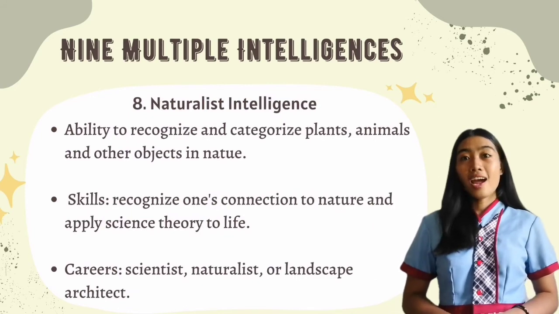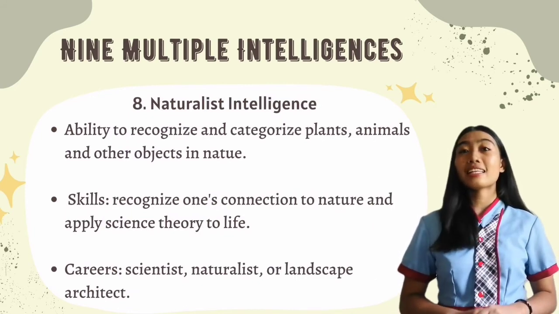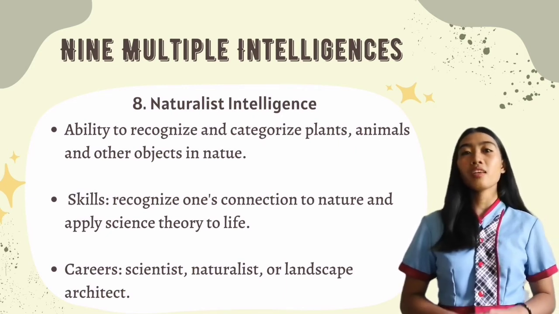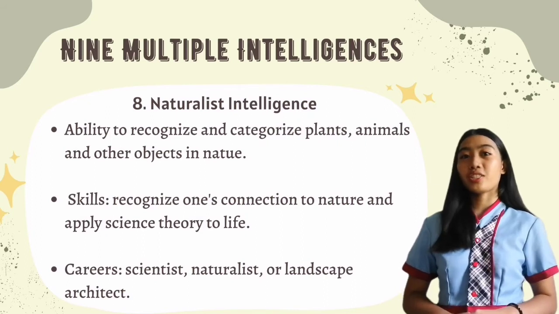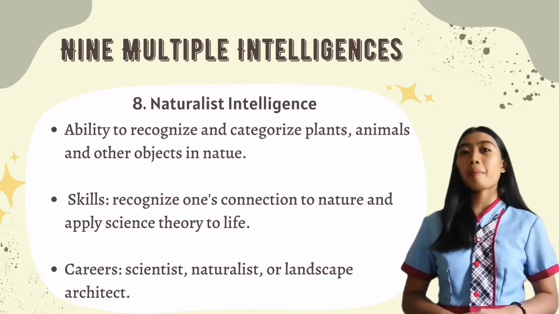Number 8 is naturalist intelligence. It is the ability to recognize and categorize plants, animals, and other objects in nature. They can recognize one's connection to nature and apply science theory to life. They can be scientists, naturalists, or landscape architects.